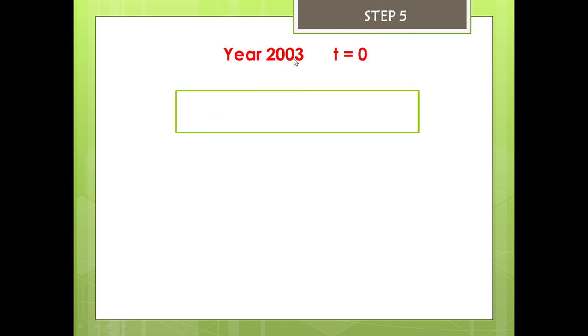Again, our year 2003 has t equals 0 kasi wala pang period na natatapos. Pagdating ng year 2010, ang t ay 7. Bakit? Kasi 0 para kay 2003, 1 para kay 2004, 2 para kay 2005, 3 para kay 2006, 4 para kay 2007, 5 para kay 2008, 6 para kay 2009, 7 para kay 2010. So, there will be 7 years after 2003.